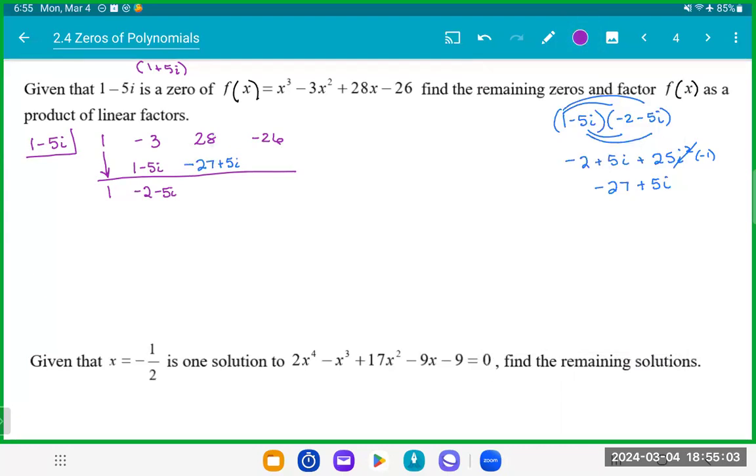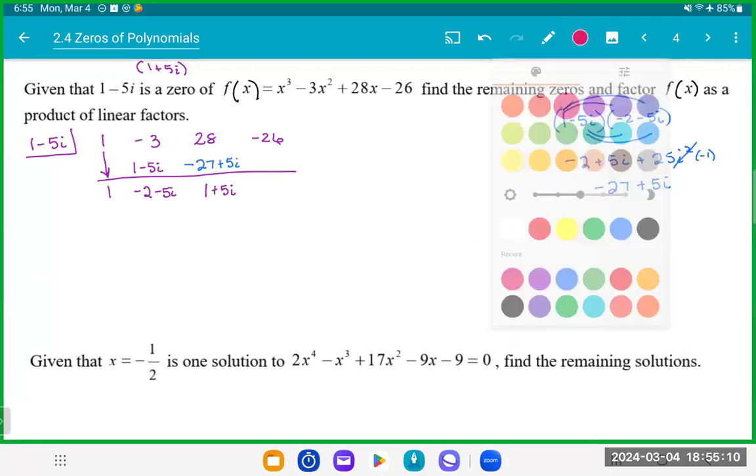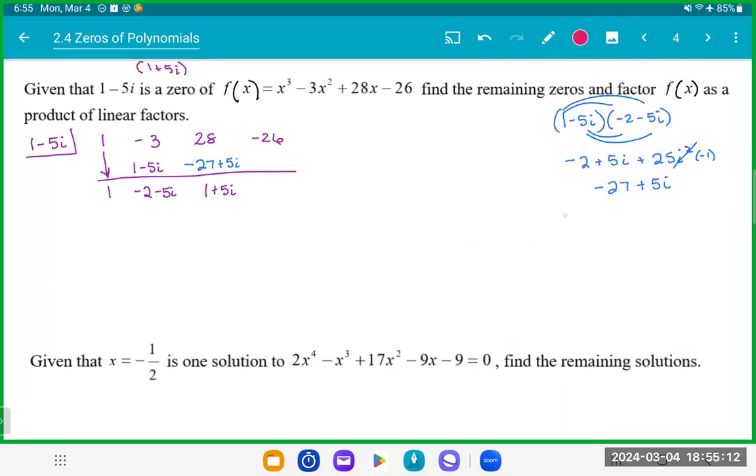Okay, so 28 minus 27, that is 1 plus 5i. So now we're going to come over here and we have to do this again. We have 1 plus 5i times 1 minus 5i. And that's going to simplify down to 26 when we do the FOIL. So that would come up here as 26. And when we do the math, that is 0. And you can see that that is a 0, right?